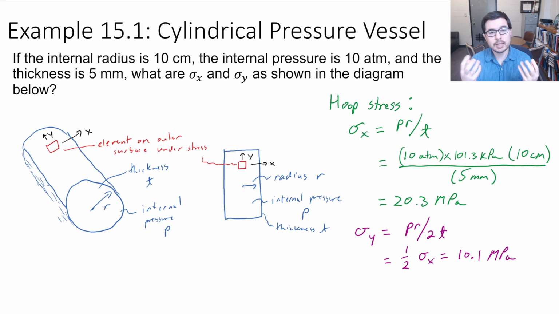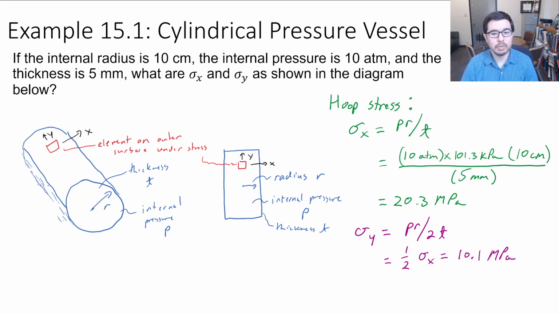Okay, so that's one of the most basic examples. There's the formula. We know what the internal pressure is, we know what the radius of the pressure vessel is, we know it's cylindrical, and we know its thickness, and we can calculate the hoop stress, or circumferential stress, along with the longitudinal stress.